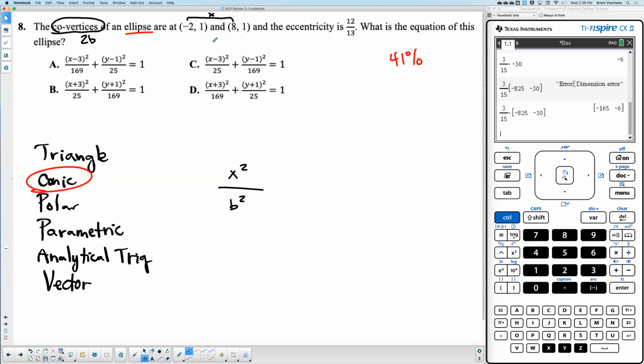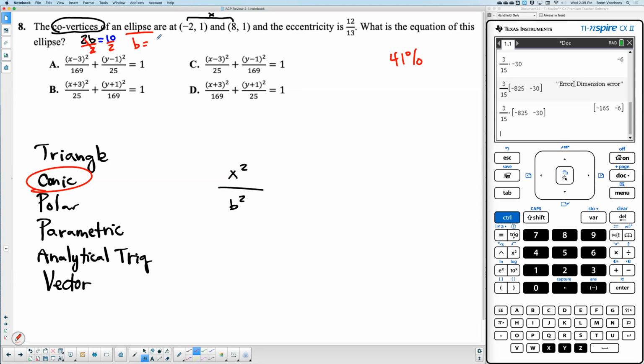-2 to 8 is a change of how much? 10. So 2b equals 10. Now what you're going to solve, anytime you're working with A, B, or C, you're going to get that isolated and square it. So Carolina, how do I get the b by itself? You have to divide by 2. We divide by 2.